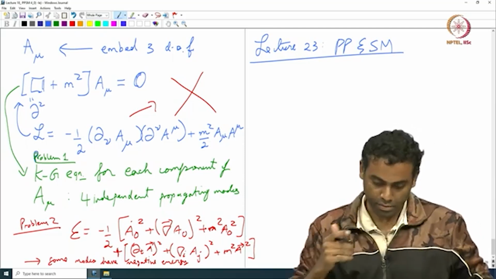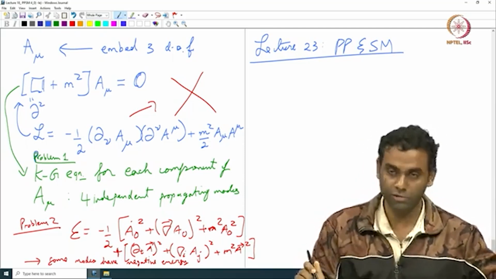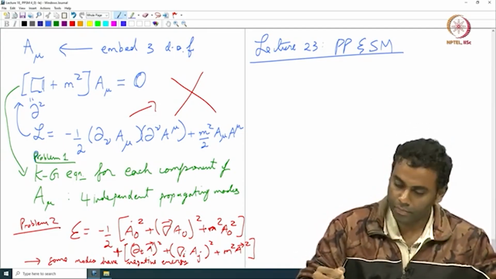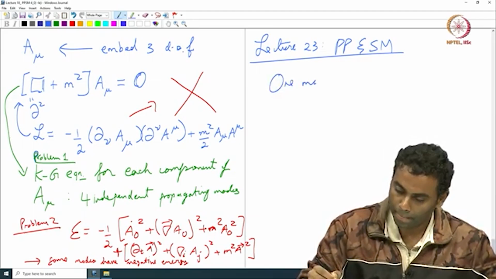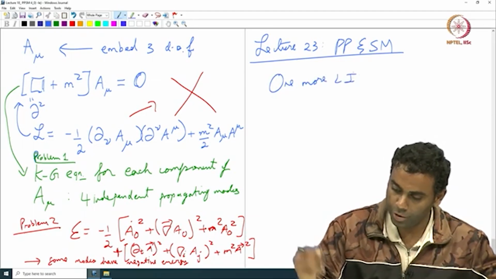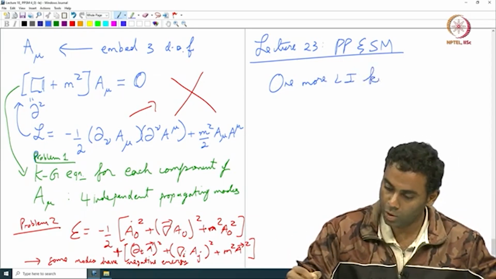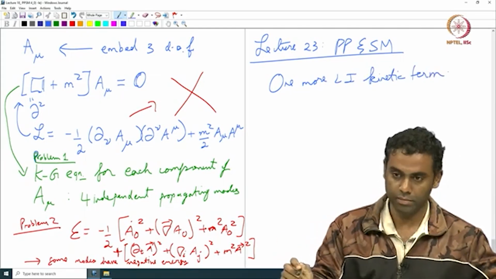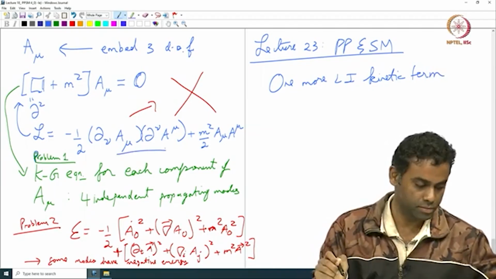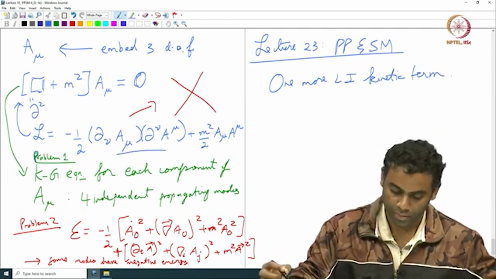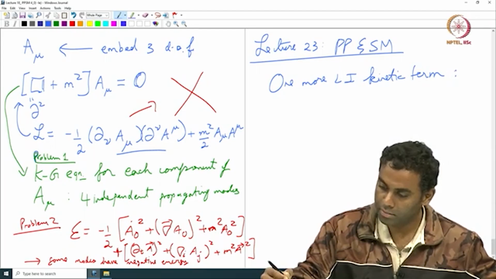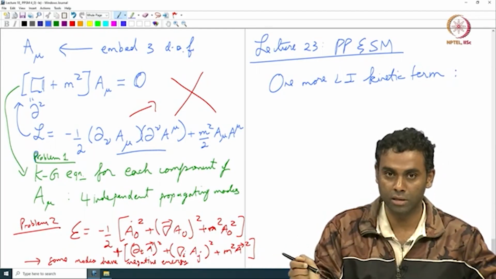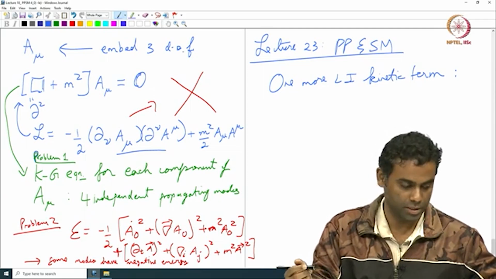Let us see, do we have another Lorentz invariant term here? It turns out that indeed we do. There is one more Lorentz invariant kinetic term, because remember there is a kinetic term, right. Can you guess what that could be? You just have to manipulate the contravariant and covariant indices to see what that should be.